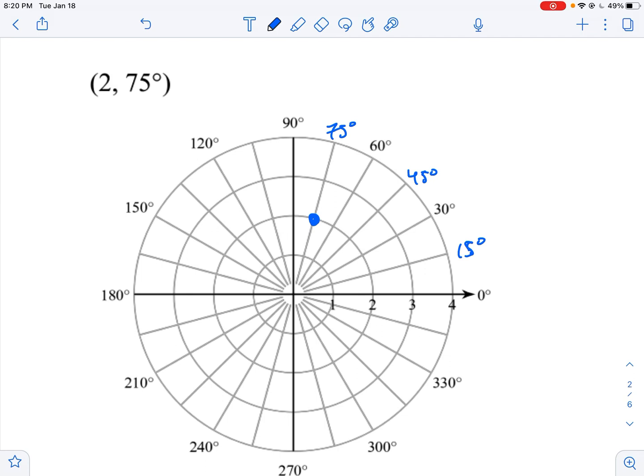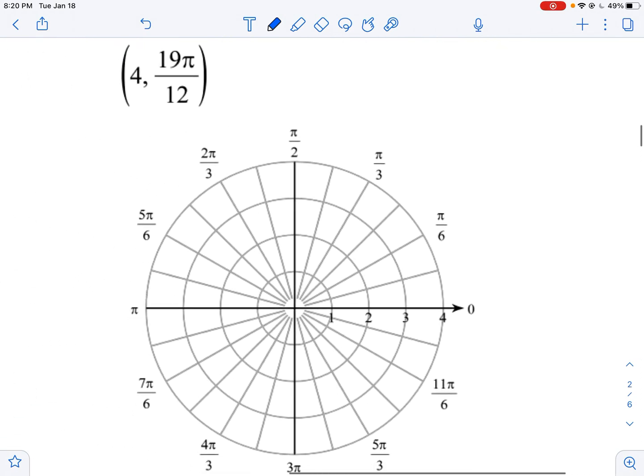And that's how you graph polar coordinates. First number is how far out to go. Second number is how far around to go. And then you put a dot there. Let's try out another one. Let's go over this one.